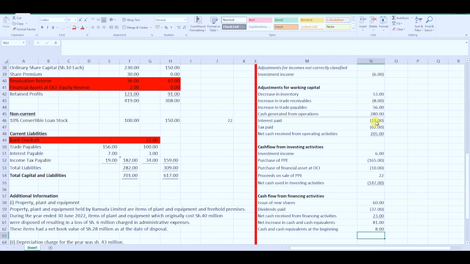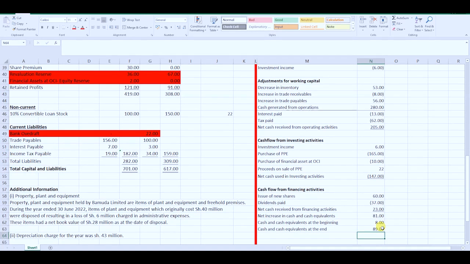Then we factor in cash and cash equivalents at the end. Then we now adjust this to the end. So this one, we can clearly see over here that it balances off. So we can just get plus that one plus that value will give us 89.